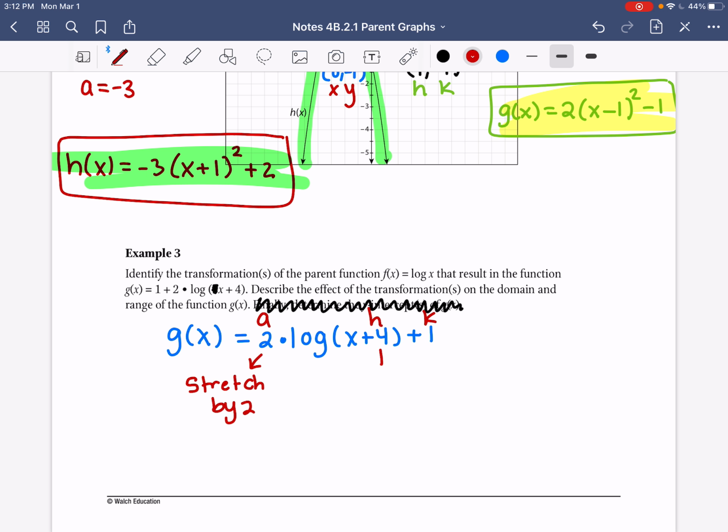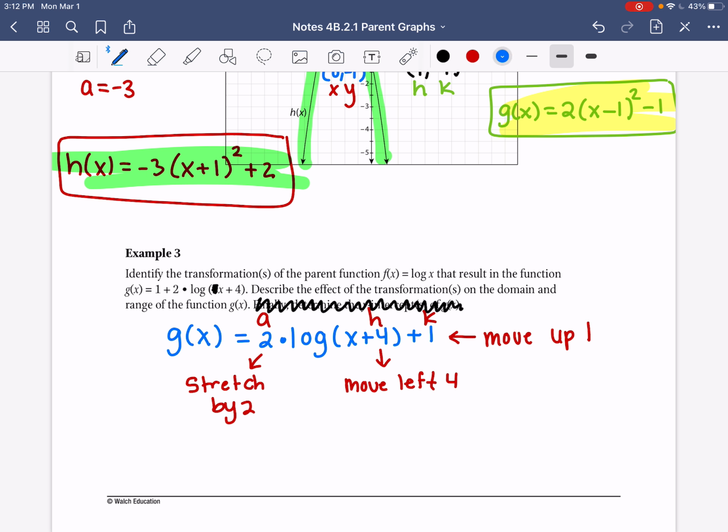Then my 4 is my horizontal shift. That means it moves left and right, but it's plus 4. It's the opposite. It's actually going to move left 4. And then my k is a vertical shift, so I'm actually going to move up 1. It gets to keep its sign.